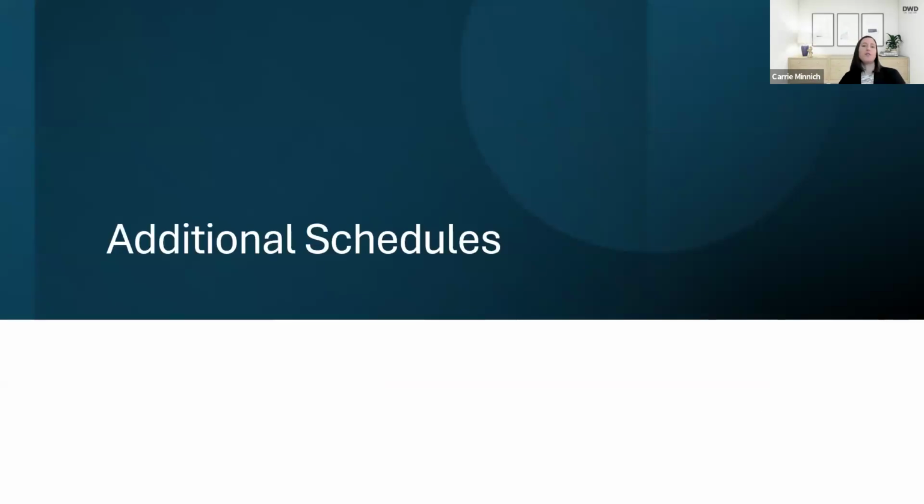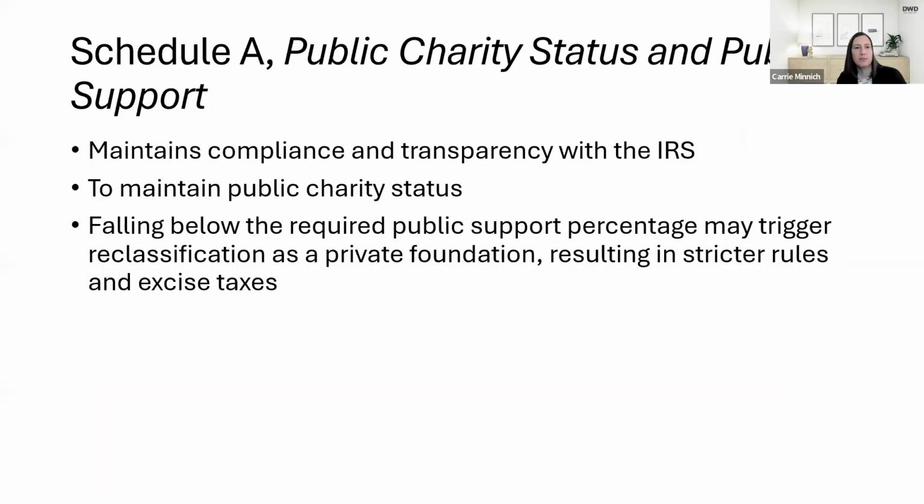So that's kind of an overview of the basic form, and the key things to look at for your organization. Let's look at some of the additional schedules here. Schedule A is really a schedule that most organizations have to complete. This talks about your public charity status. Okay, so this can get very confusing.